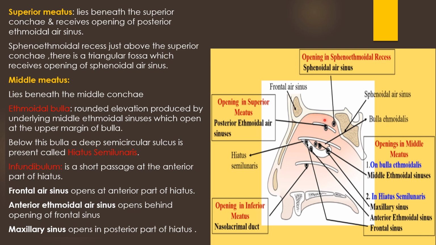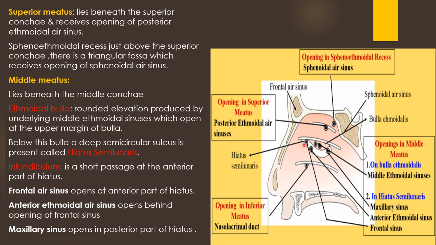Then what is the sphenoethmoidal recess? Just above the superior concha is a triangular shaped depression or fossa, which receives the opening of the sphenoidal air sinus, and that is known as the sphenoethmoidal recess. Again, in this diagram the conchas have been removed to show the meatuses underlying the overhanging conchas and the structures opening into them. In the superior meatus, the posterior ethmoidal air sinus opens, while just above the superior concha there is a triangular fossa receiving the opening of the sphenoidal air sinus, the sphenoethmoidal recess. So it lies above the superior concha and receives the opening of the sphenoidal air sinus.